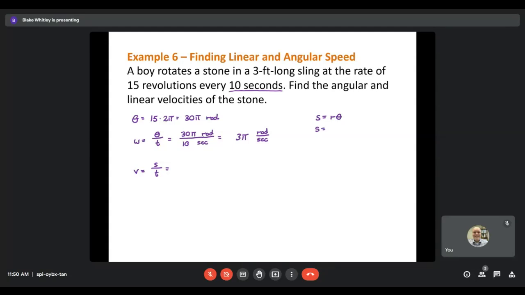Well, our radius is actually going to be the length of that sling, right? Because if you're standing at the center and you have a sling going out and you're rotating it around, the length of that sling is the radius of your circle as it moves in a circular motion. So R is going to be 3. Theta we already calculated is going to be 30 pi. And so that's going to give us 90 pi. And notice here our units, since we're looking at an arc length, that's actually going to be in feet, since our radius was measured in feet this time.